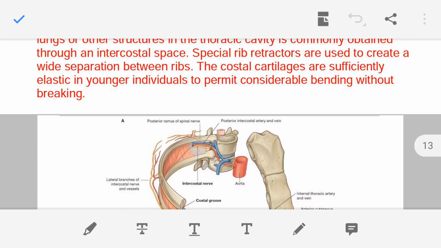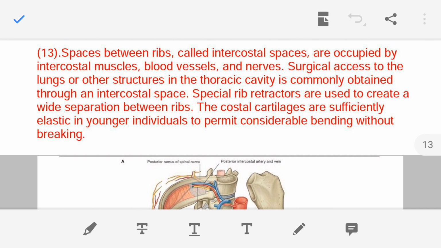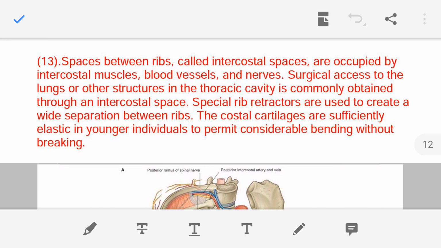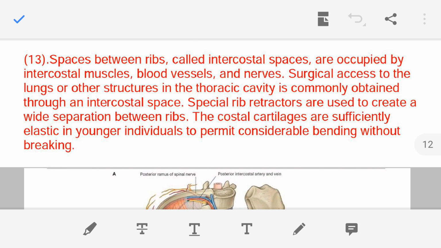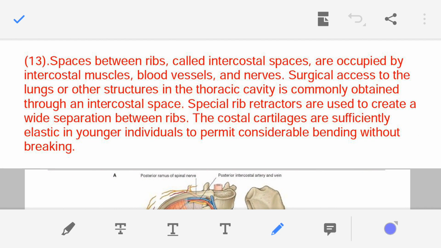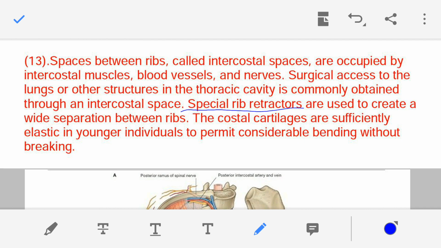Now here they are mentioning about the surgery. Now let's say a person's lungs are not working properly, and the person needs to undergo surgery. So what is the surgeon doing? The surgeons are using special rib retractors for the surgery. And why are they using this retractor? With the help of this rib retractor, they are creating a wide separation between the ribs.